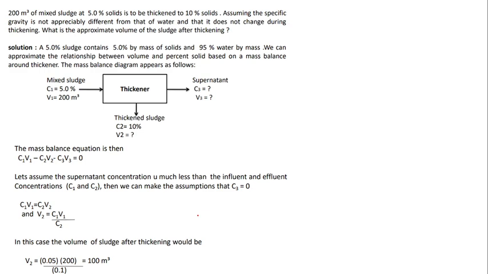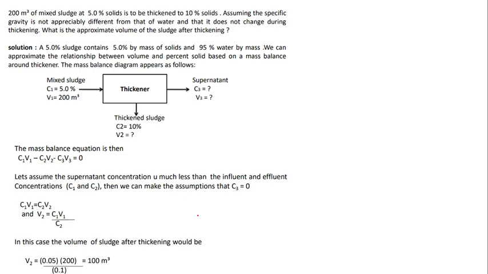So in the 200 meter cube of mixed sludge, 5% solid is to be thickened to 10%, assuming the specific gravity is not appreciably different from that of water, and that it does not change during the thickening. So it is not changing after the thickening process also. The condition is the same. What is the approximate volume of the sludge after the thickening? So we are about to calculate the volume of the sludge after thickening.